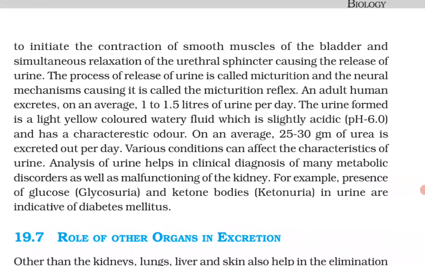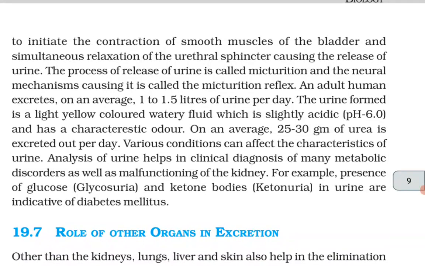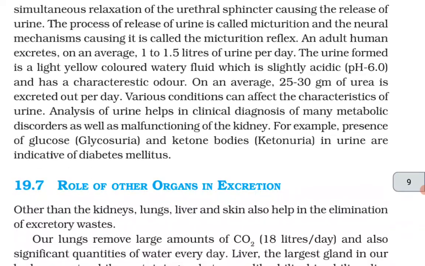An adult human excretes on an average 1 to 1.5 liters of urine per day. The urine formed is a light yellow colored watery fluid which is slightly acidic, pH equals 6, and has a characteristic odor. On an average, 25 to 30 grams of urea is excreted out per day. Various conditions can affect the characteristics of urine. Analysis of urine helps in clinical diagnosis of many metabolic disorders as well as malfunctioning of the kidney. For example, presence of glucose, glycosuria, and ketone bodies, ketonuria, in urine are indicative of diabetes mellitus.